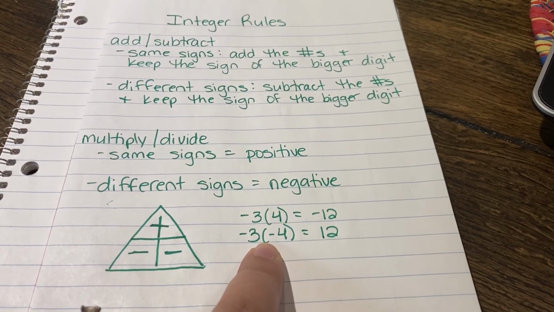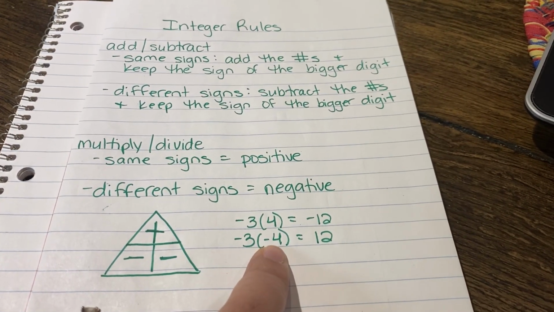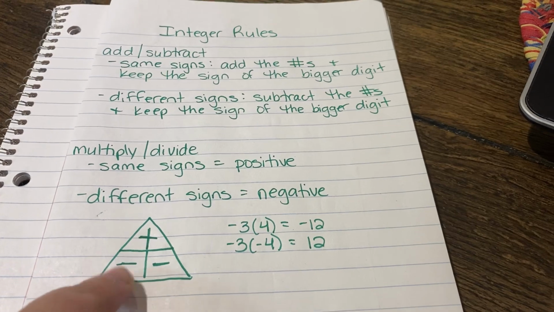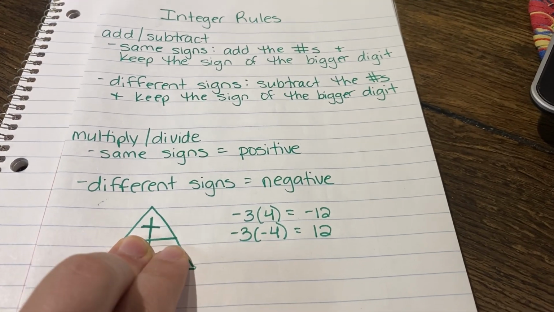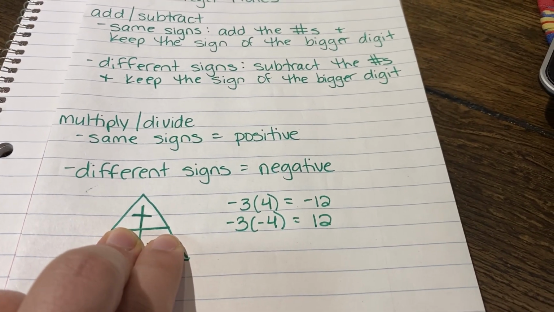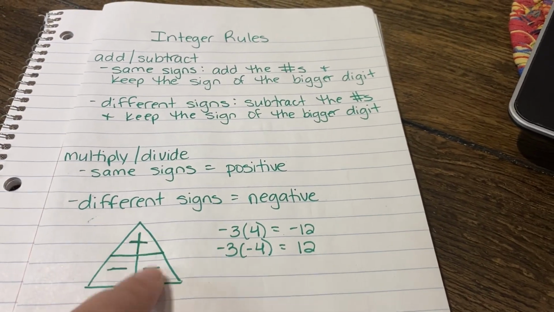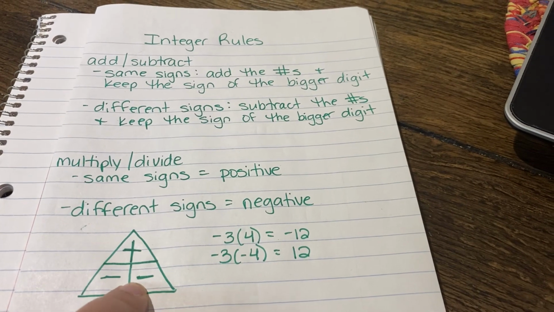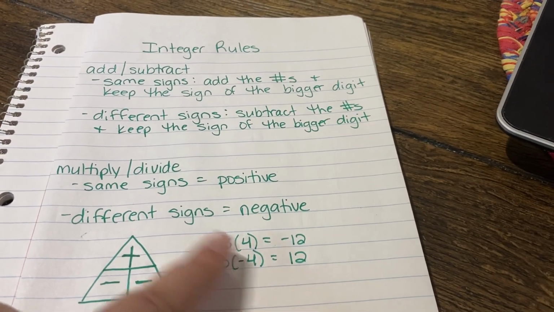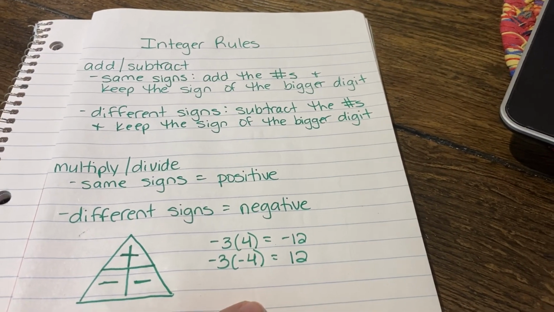And then for this one, we have -3 times a -4. So I have a negative and a negative covered up. And then what's left over is a positive. So my answer was a +12. So to me, using the triangle makes it a little bit easier to determine your answer. And that's pretty much all it is for multiplying and dividing, but we will do more examples on those a little bit later.